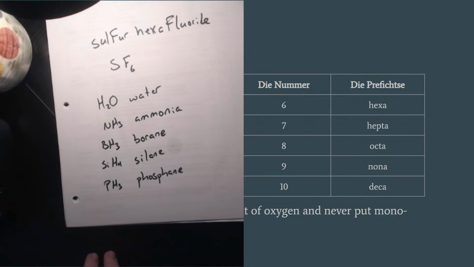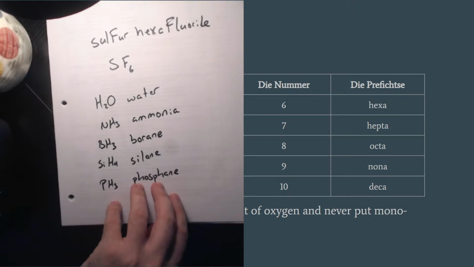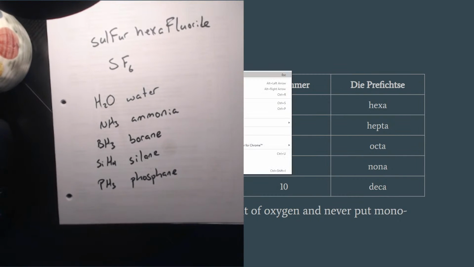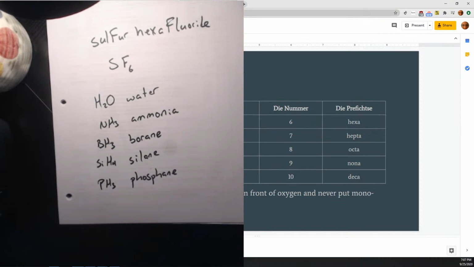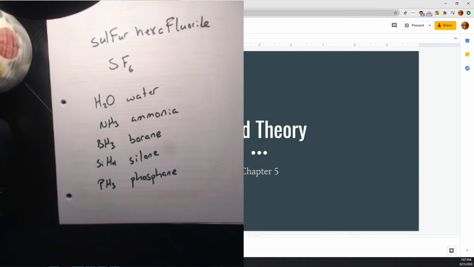All right, and with that, we are done with binary covalent compounds. I'm going to go ahead, take Wesley for a walk, get him out of the cone of shame. I'll be back and call it 15 minutes to do bond theory. We'll be starting Chapter 5. I will see you around.